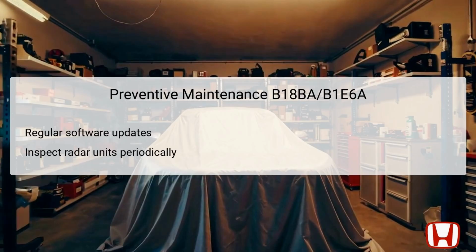To avoid future occurrences of DTCs B18BA and B1E6A, preventive maintenance is key. Regular software updates for the BSI radar units should be performed in accordance with the manufacturer's schedule. This will help prevent mismatches between hardware and software versions, which can lead to functionality issues. In addition, scheduling periodic inspections of the radar units can help detect issues early before they become significant problems.